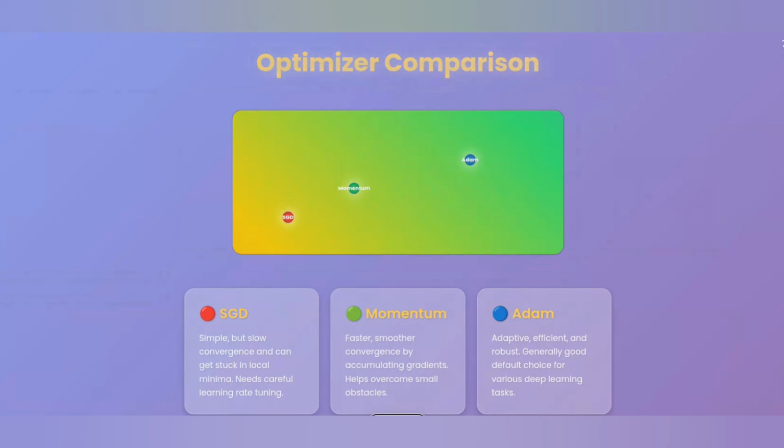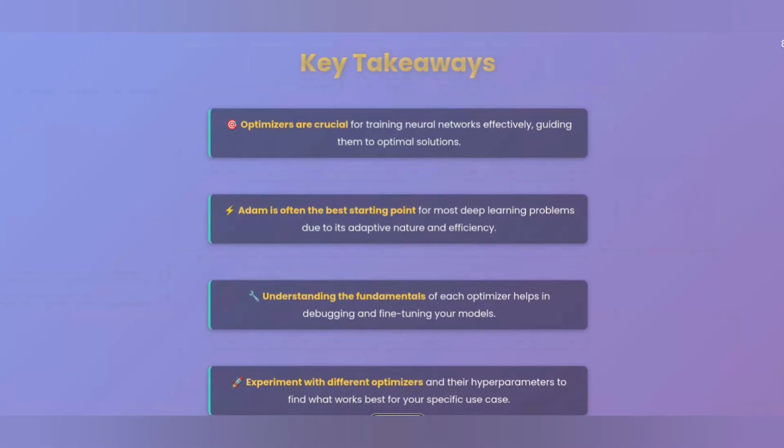This isn't just academic. Choosing the right optimizer can mean the difference between a model that trains in hours versus days, or between achieving 85% accuracy on your task versus 95% accuracy. Let's wrap up with the key insights you need to remember. First, optimizers are absolutely crucial for effective neural network training. They're not just mathematical details, they're the engines that power AI.